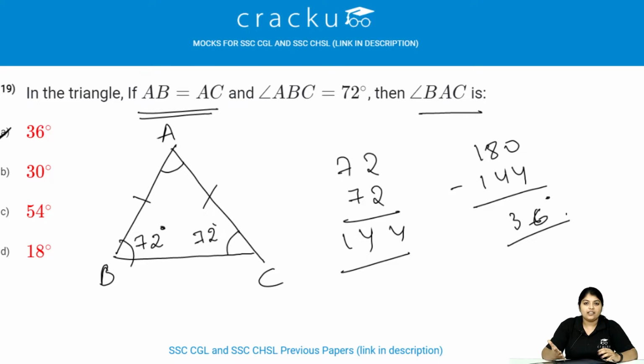See, in SSC exams, only the basic questions are asked. These are not very tough. We need to find the key point in these questions. Like in this question, see, AB is equal to AC. That means two sides are equal.